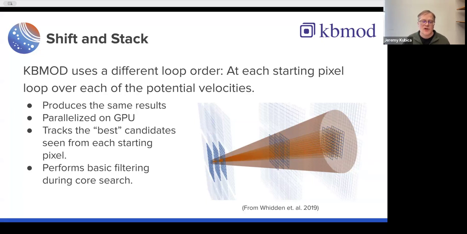At the same time, we track the best candidates seen from each starting pixel. This allows us to limit the amount of data that is returned from the core search, and to do some other basic filtering as the search goes on.